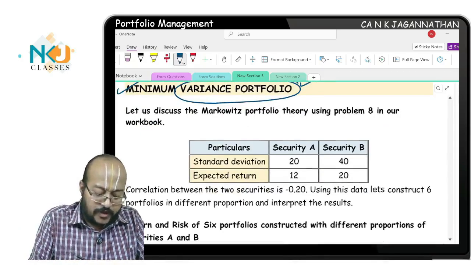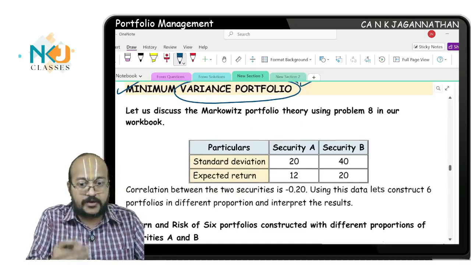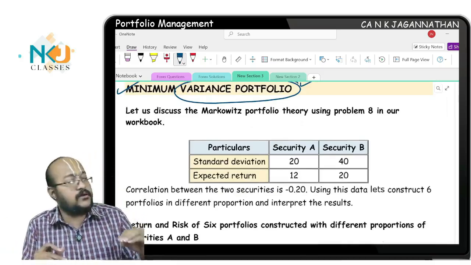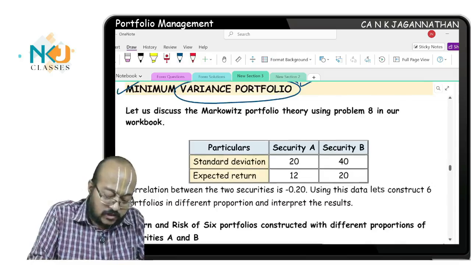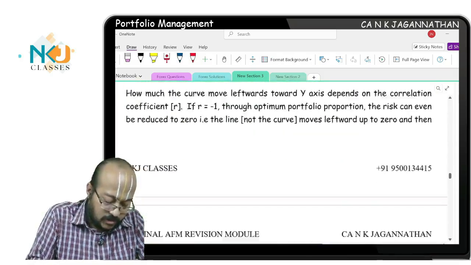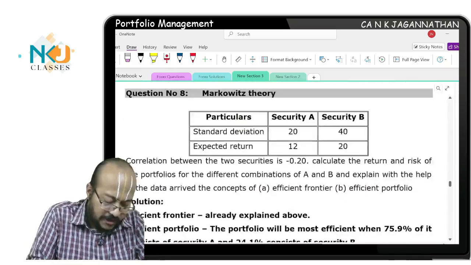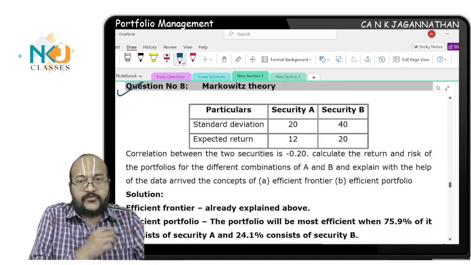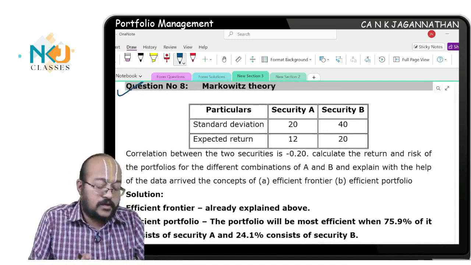This topic we will only understand through numbers. So we will take one example to understand this Markowitz portfolio theory, and through which we will understand the entire concept. This example I have given as a question here also, question number 8. Take question number 8 for a discussion. Through solving this question, we will understand the crux of the theory.